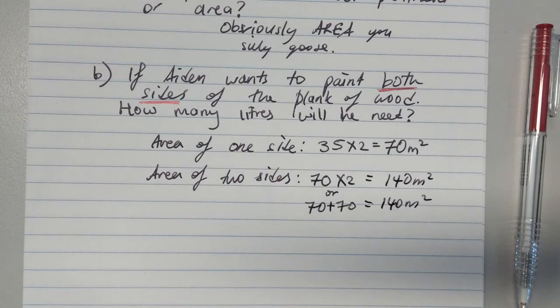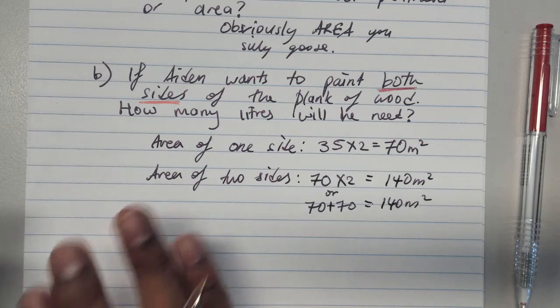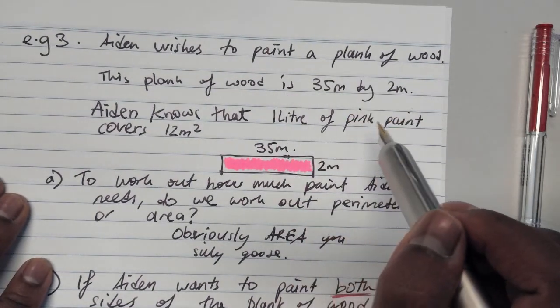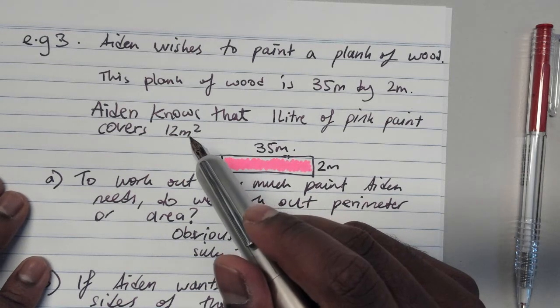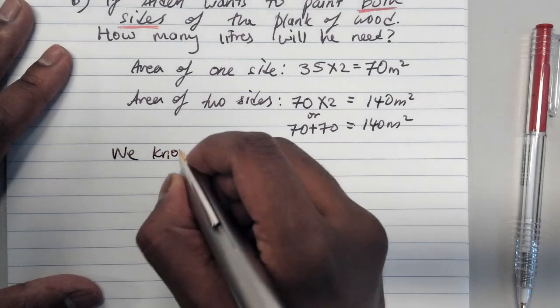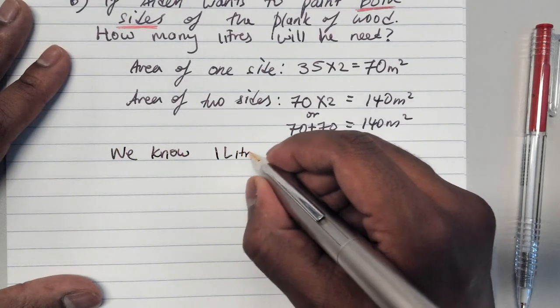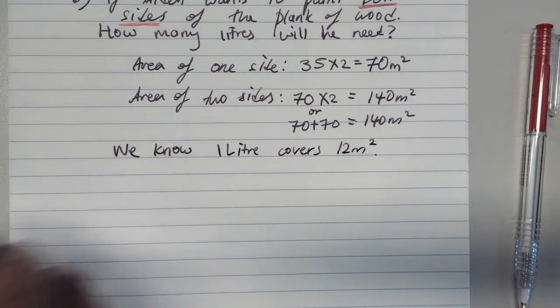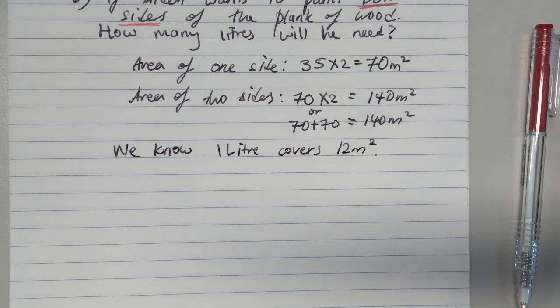Now we get to the tricky bit. So we have the total area and we need to find the paint. What does Aiden know? If we move back up, it says that Aiden knows that 1 liter of pink paint covers 12 square meters. So we know 1 liter covers 12. How now do we find the number of liters that we need?